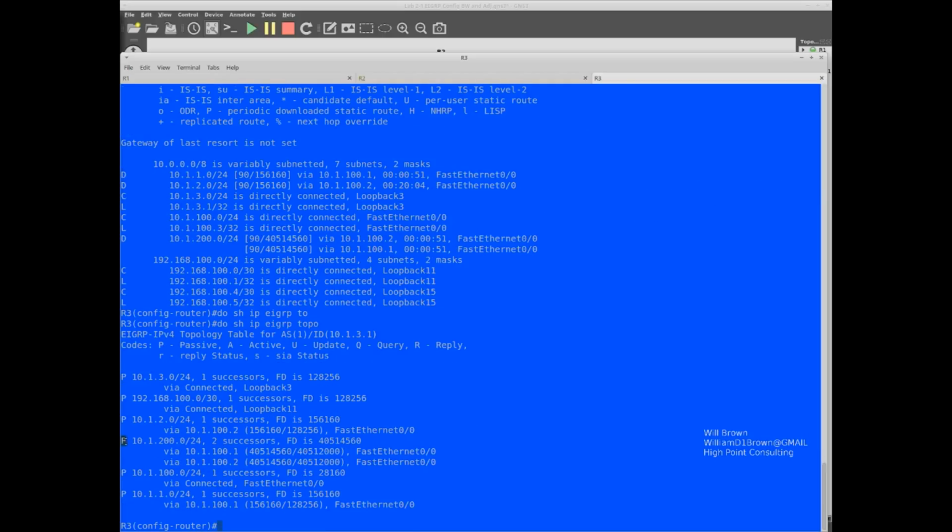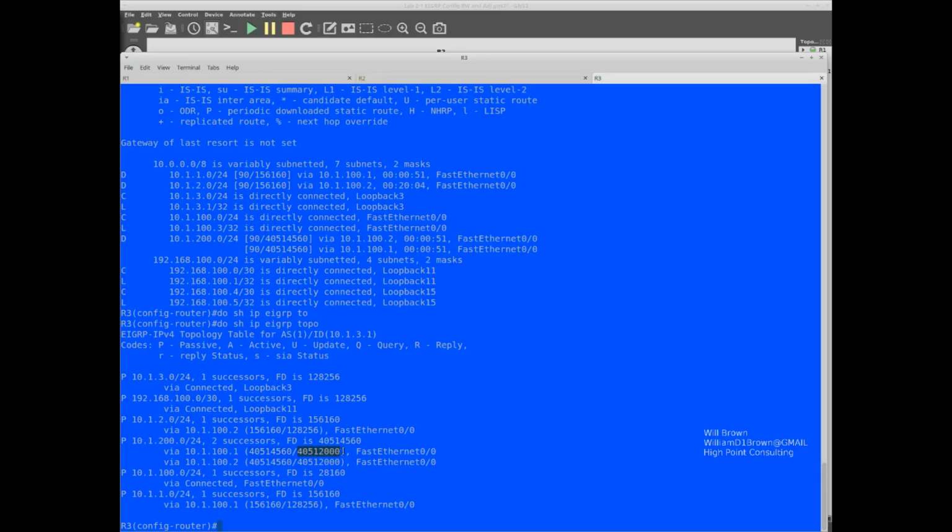here we have a good chance to go through this briefly. It's in a passive state. We always want to see passive, meaning that EIGRP has learned its routes to that network. It's not still attempting to go active looking for a route. So to 10.1.200 there are two successors, and the feasible distance is this 405.14560 number, and both routers have the exact same computed distance and reported distance to that.